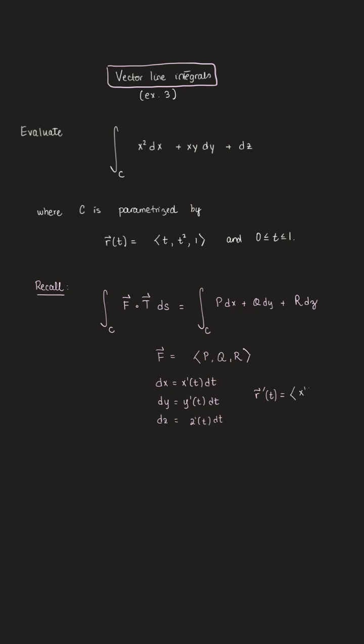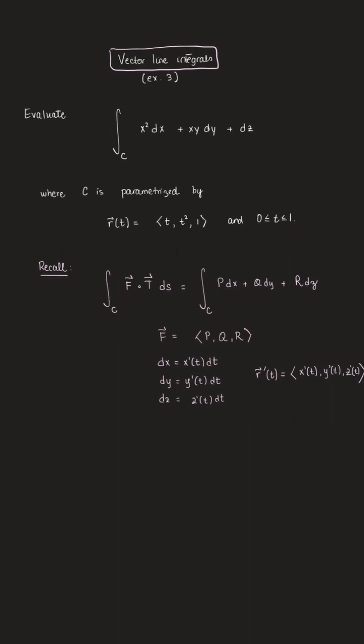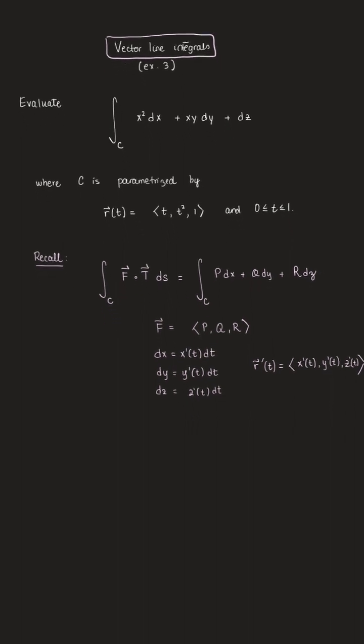So this is the setting that we're in. It's the same type of problem. We still want to understand how much of our vector field points in the direction of our parametrized curve, but it's just written slightly differently. And so I picked this example so that we could figure out how to solve a vector line integral when it's written in this form. So let's get started.